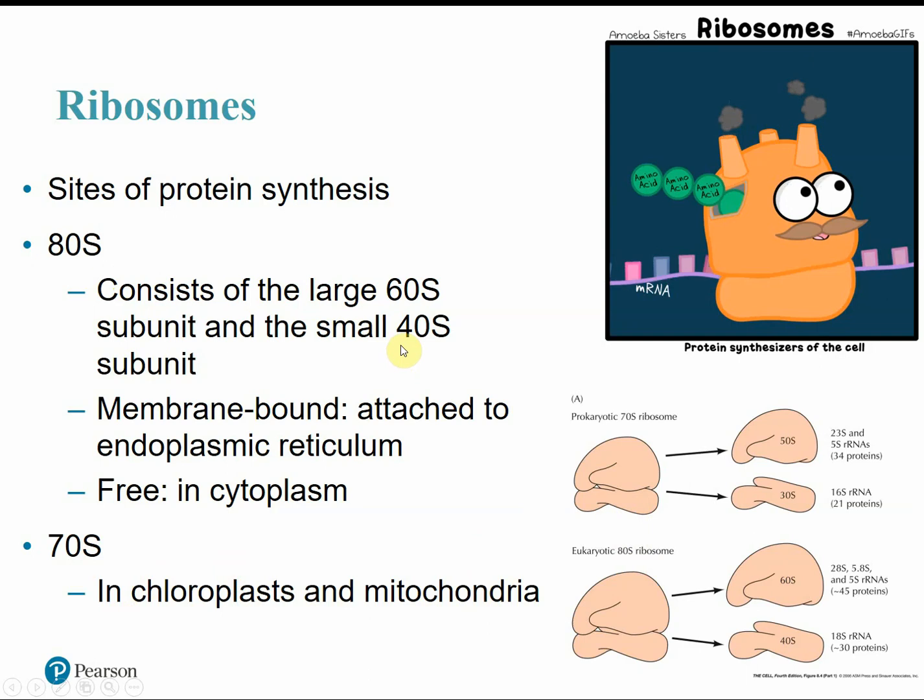Ribosomes in eukaryotes may be either membrane bound, attached to the membrane of another organelle called the endoplasmic reticulum, or they could just be freely floating in the cytoplasm. These smaller prokaryotic-sized ribosomes are also found in chloroplasts of plant cells and mitochondria in plant and animal cells. So some organelles have their own ribosomes, so they make their own proteins.